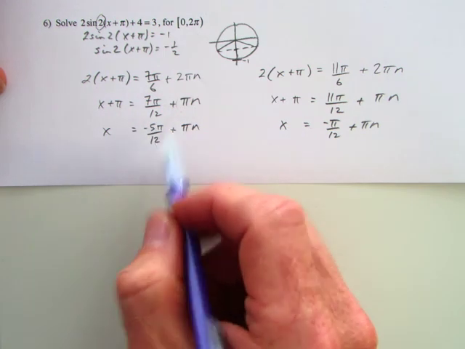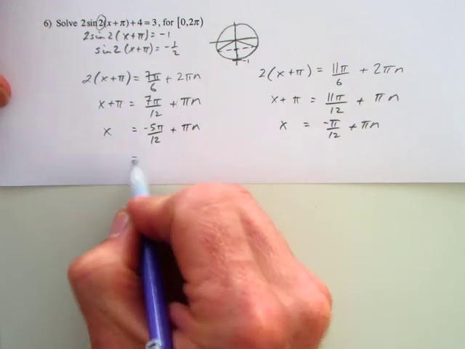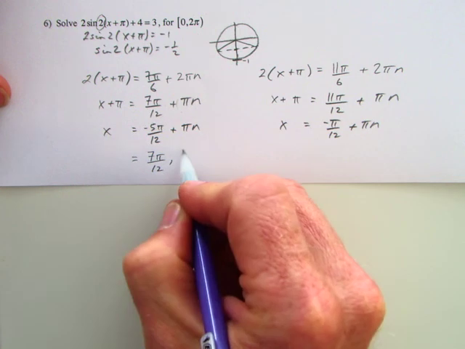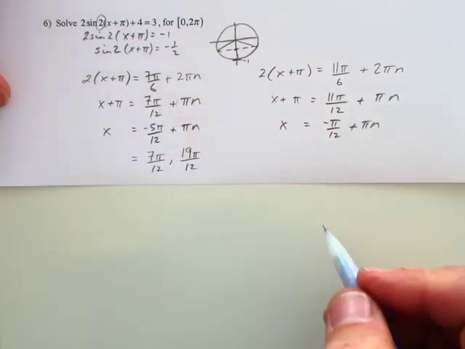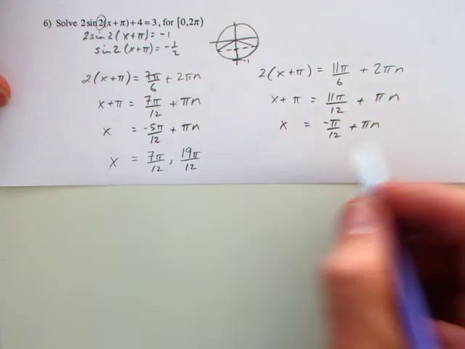Negative 5 pi over 12 is less than 0, so we're going to have to add the period to it. When we add the period once, we'll get 7 pi over 12. Add it again, 19 pi over 12. Add it again, and we get 31 pi over 12. But that's outside of our domain that we're solving, so we don't want that answer.